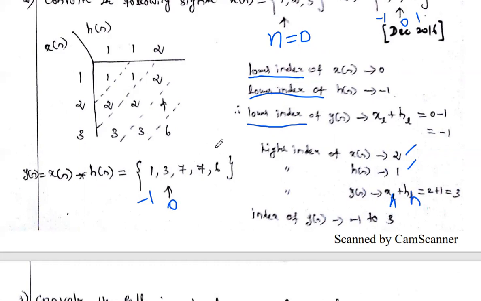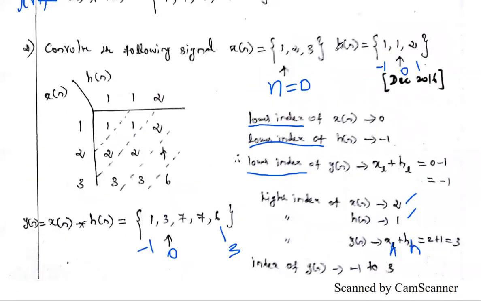Similarly, this is n equal to 1, this is n equal to 2, this is n equal to 3. Okay, so we got the answer. The index of y of n starts from -1, and the upper index is 3. So we have to put this arrow wherever n is equal to 0. This is the extra step we have to do if the arrow is given in the problem.